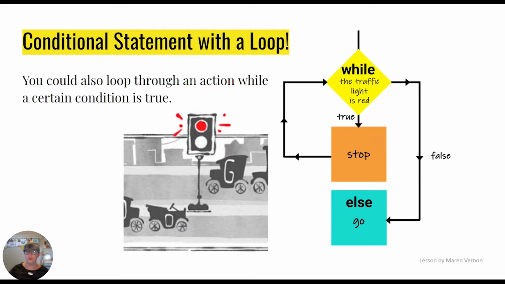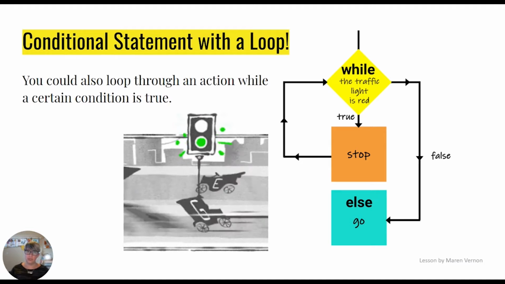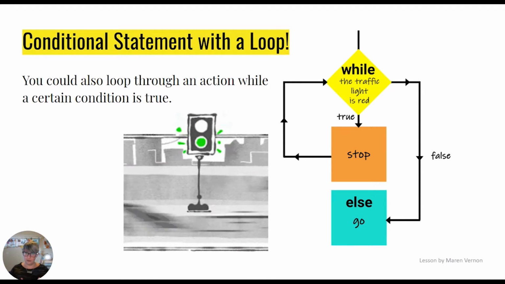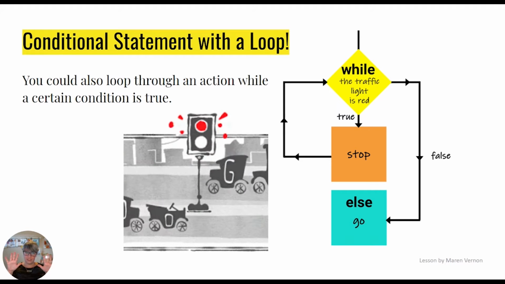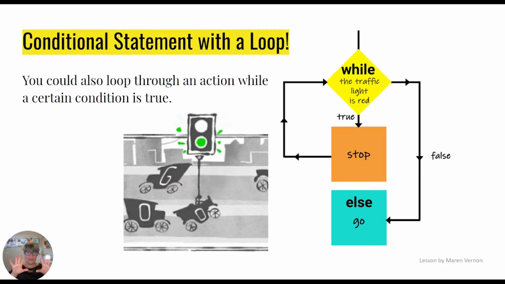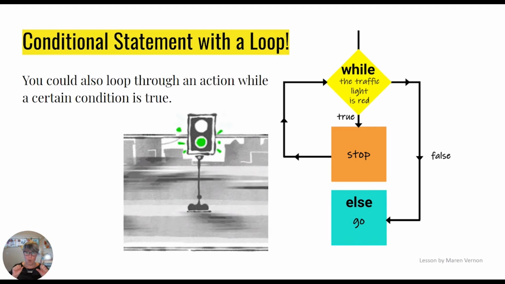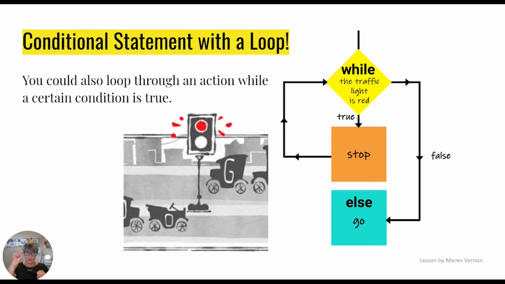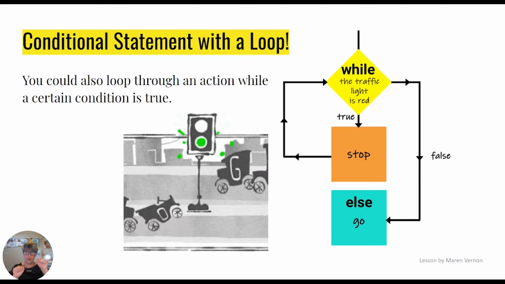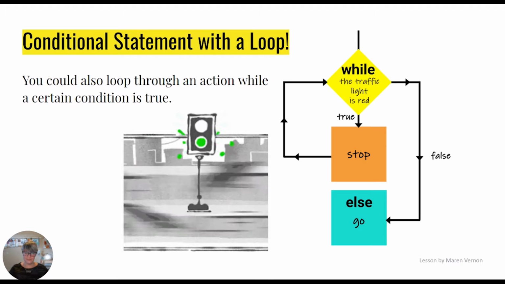Conditional statements can also involve loops. We can loop through an action while something is true. For instance, while the traffic light is red, while that is true, the cars stop. But when that condition is false, when the light is not red, we can go. So while the traffic light is red, we are looping, constantly stopped until that condition is no longer true. The light is no longer red, and then we go.